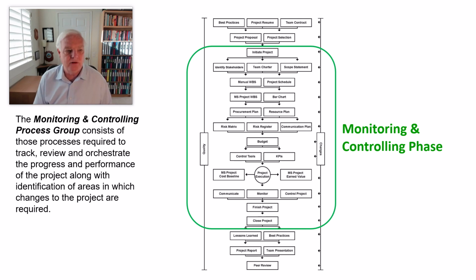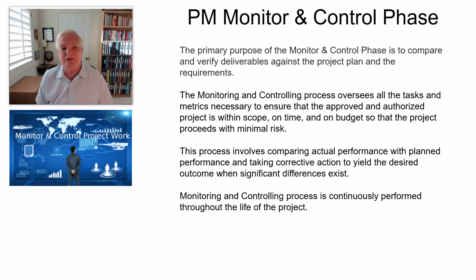The monitoring and controlling process group consists of those processes required to track, review, and orchestrate the progress and performance of the project, along with identification of areas in which changes to the project are required. Changes or tailoring may happen at any point in the project, and your ability to dial up or dial down the importance of the changes that need to be made becomes critical to your moving forward in a positive direction with the project being successful. So let's talk about the elements of this.